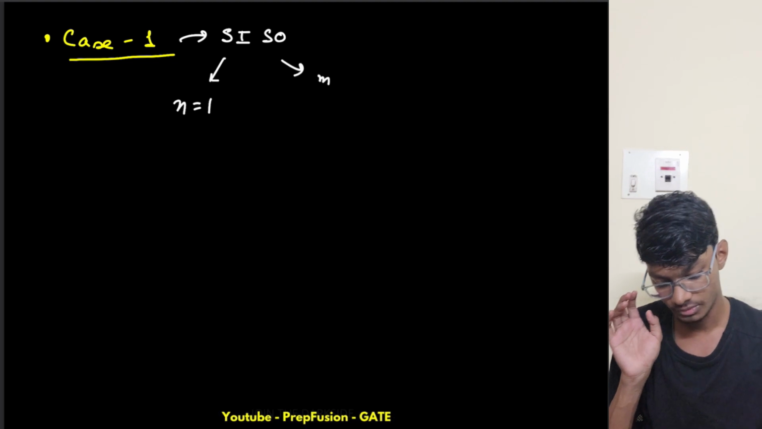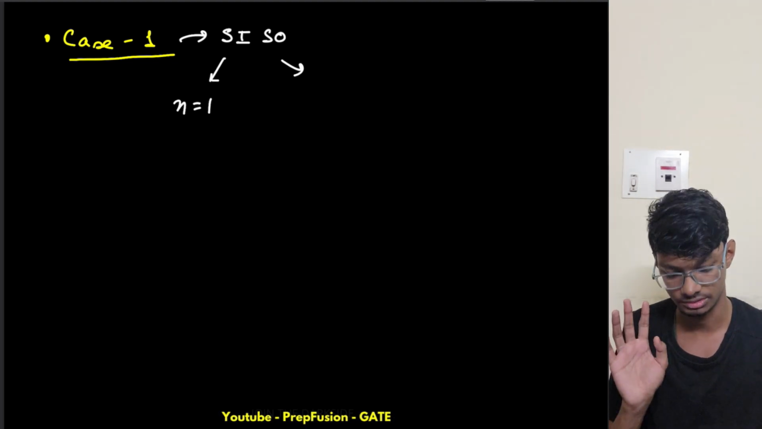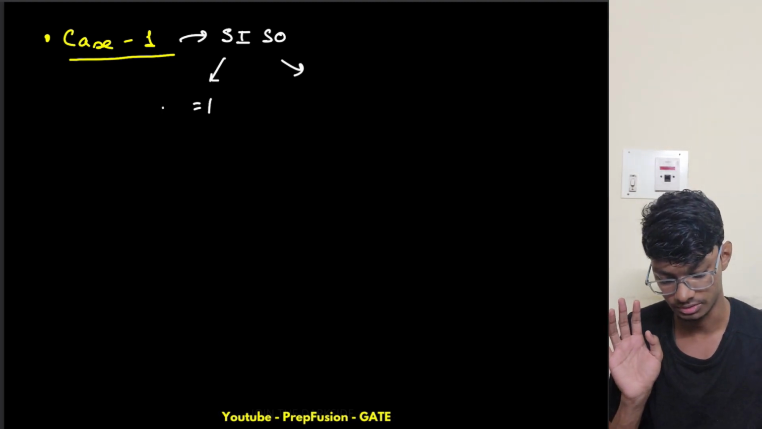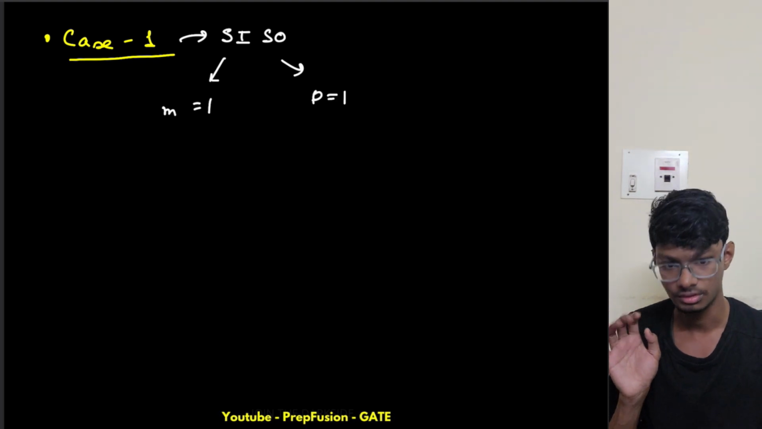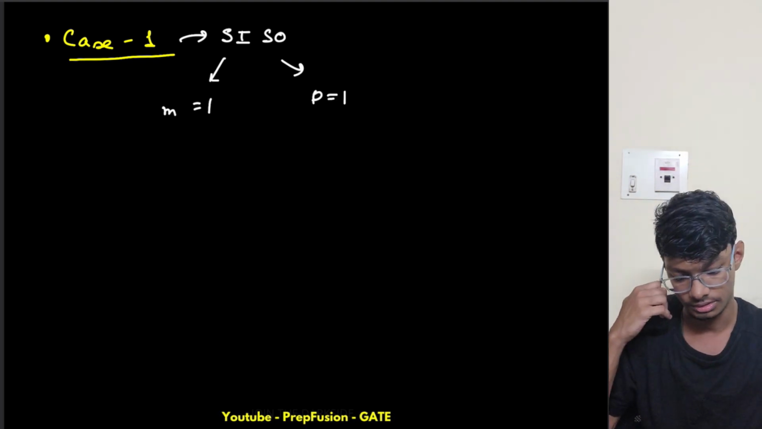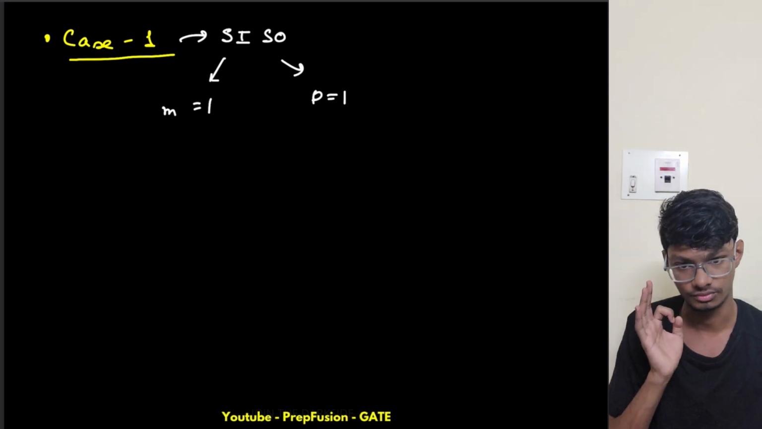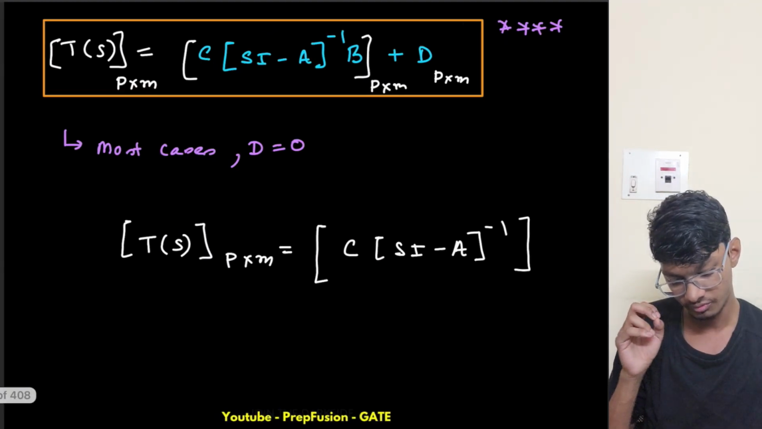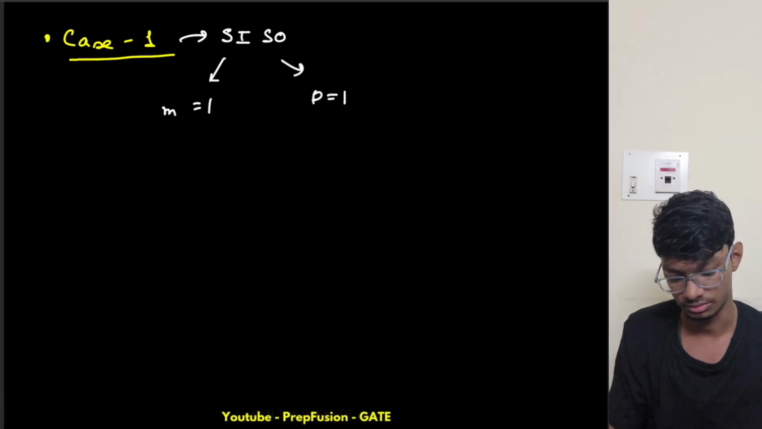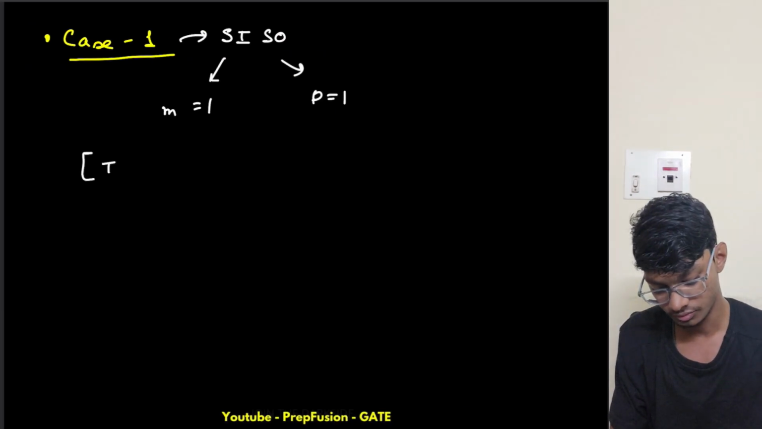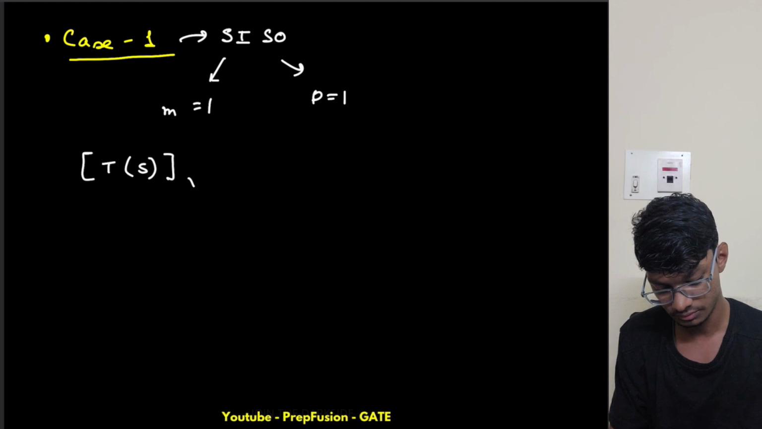Sorry, this is not n, this is p. This is m actually, and this is p. So if I'm giving a single input, m equals 1 and p equals 1. What will be my transfer function order? My order of transfer function will be 1 cross 1.